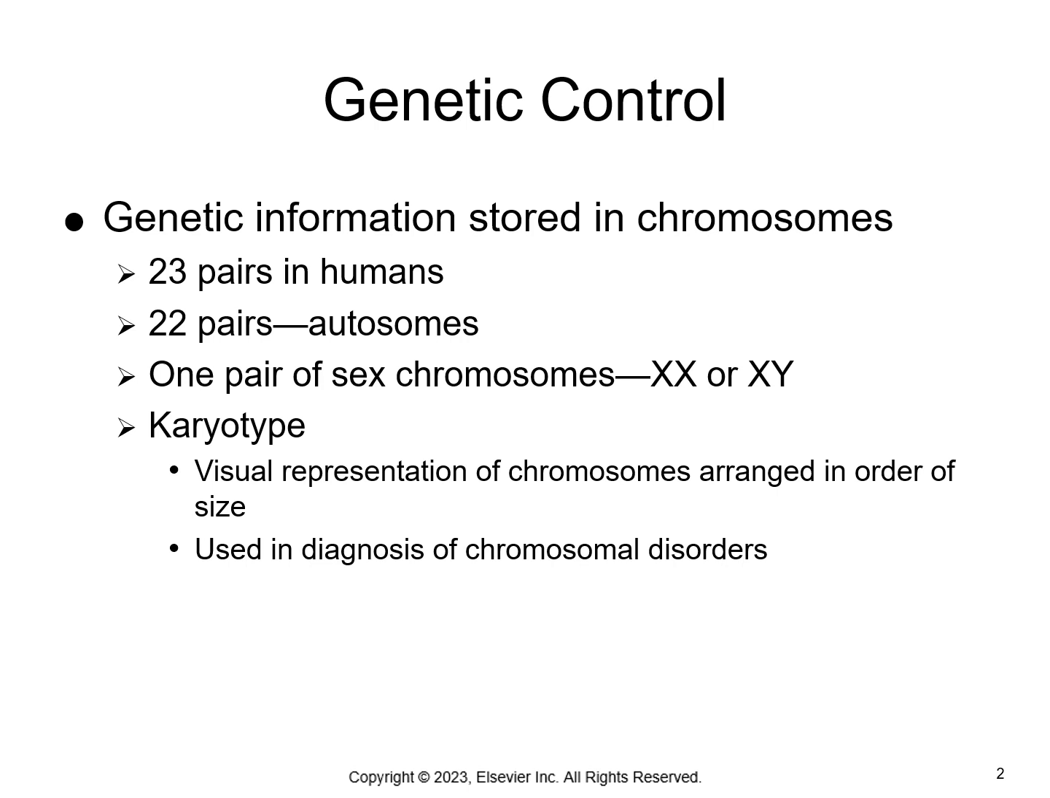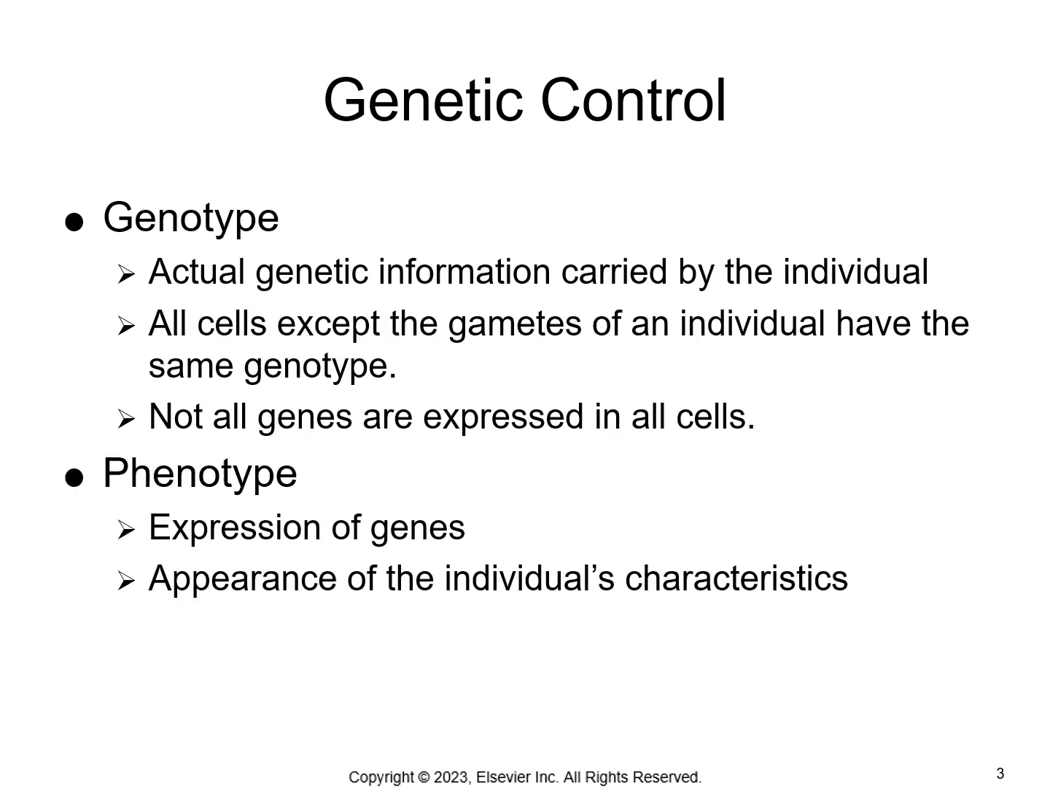A karyotype is the arrangement of the chromosomes. You can see karyotypes on page 570 in the book. Figure A is a normal female and figure B is a normal male. Figures C and D are chromosomal defects.